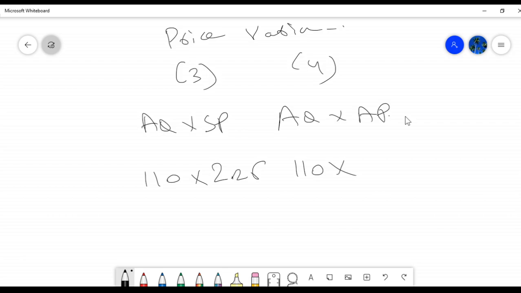1110 into 2.15, that is 236.5. Favor or adverse? Favor. Why? Because my actual price is lesser than the standard price. How much favor? 11 rupees favor. This is the first scenario.